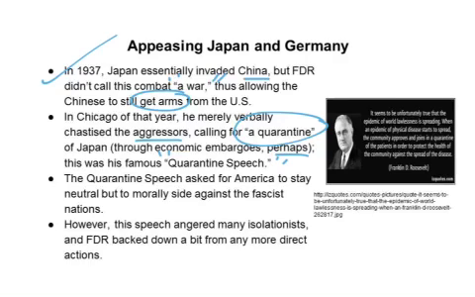This quarantine speech asked for America to stay neutral, but to morally side against the fascist nations. This speech angered many isolationists, and FDR eventually backed down a bit from any more direct actions.